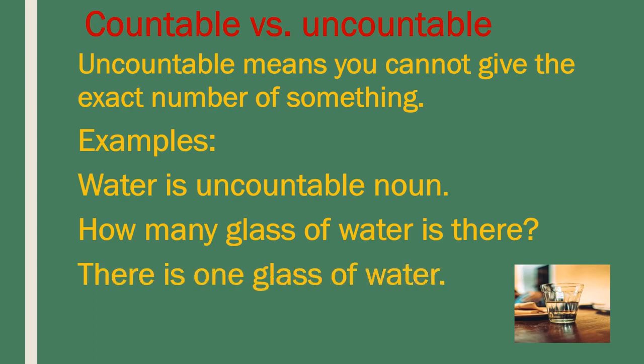So again, we did not count the water. We cannot say 1 water, 2 water, 3 waters, cannot. So what we're going to do is we count the container, or the glass. There is 1 glass of water. How many glasses of water are there? Yes, 1. So we count the glass instead of water because water is uncountable. Did you understand that? Okay, very good.